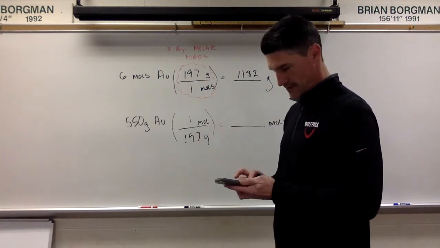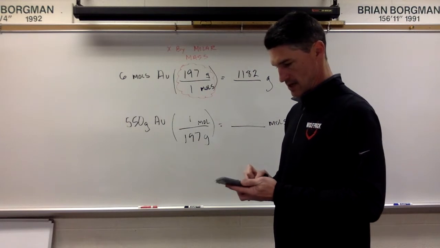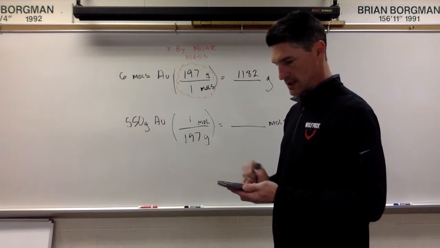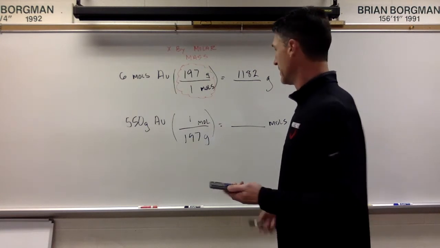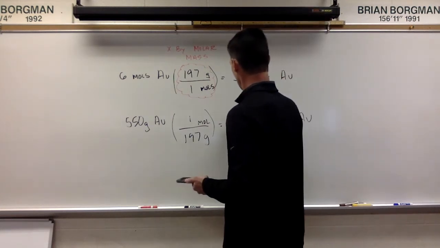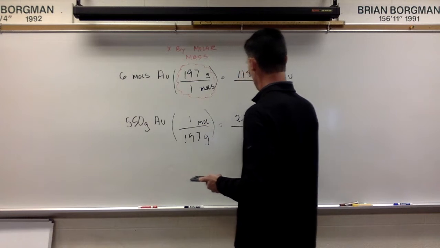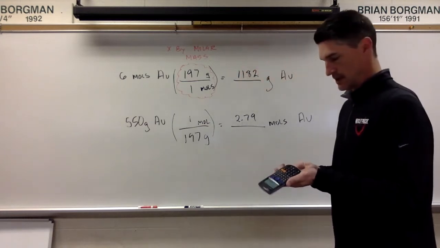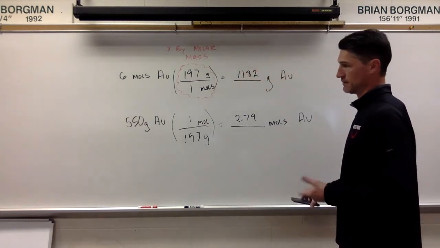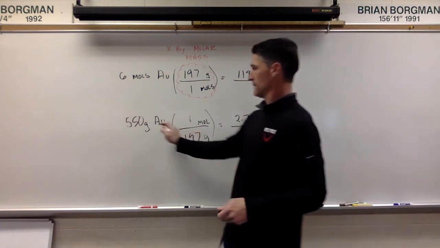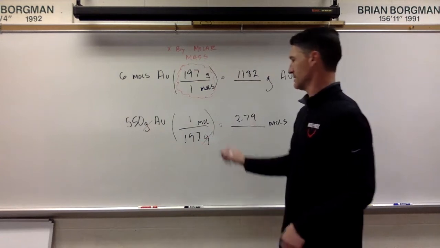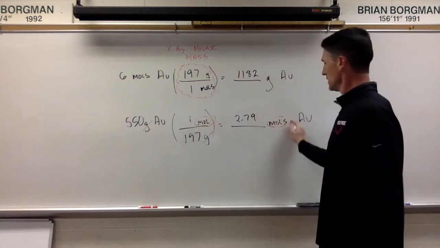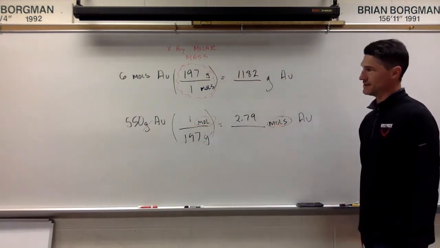All right, 550 divided by 197 is, I got 2.79. So we're going to call that 2.79. If you call it 2.8, whatever, as long as we're setting things up right. And there you go, right? Because grams cancel grams. One's in the numerator, one's in the denominator, so they cancel out. I've got moles left over, so 2.79 moles.